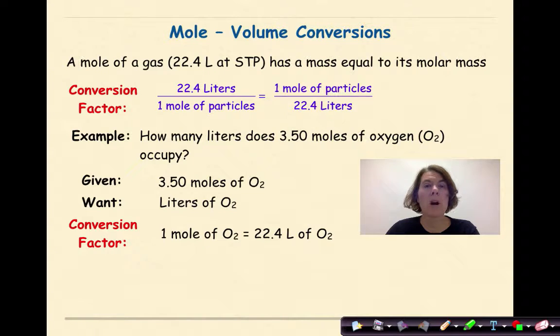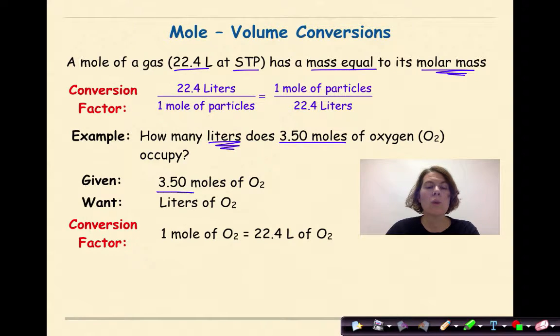Let's look at some examples of mole volume conversions. A mole of gas, 22.4 liters at STP, has a mass equal to its molar mass. And remember, molar mass is just gram formula mass. So the conversion factor that we're going to be using is 22.4 liters is equal to 1 mole of particles, or 1 mole of particles is equal to 22.4 liters. One of those two conversion factors. So the example is, how many liters does 3.5 moles of oxygen occupy?